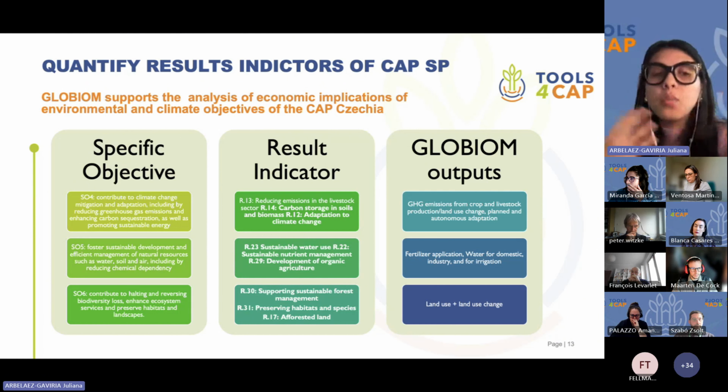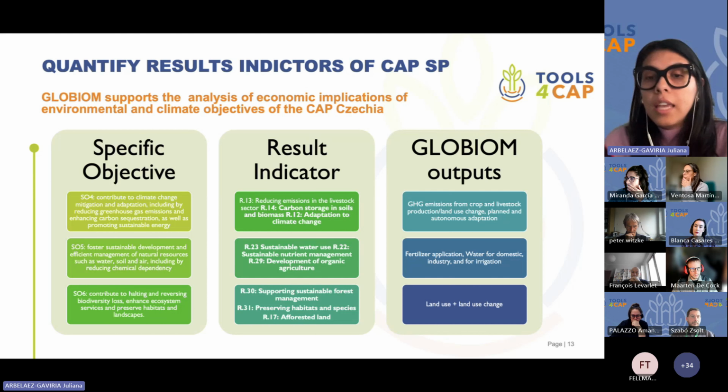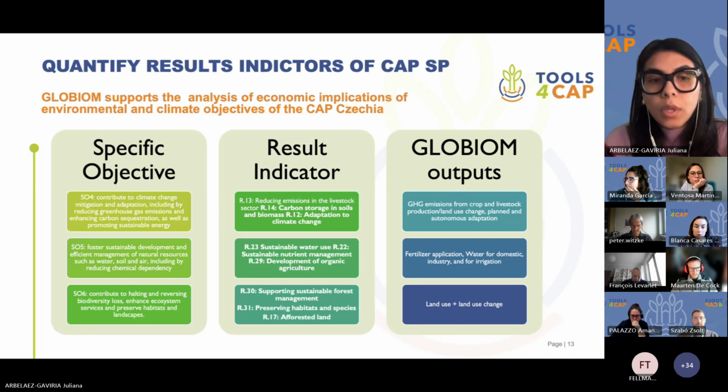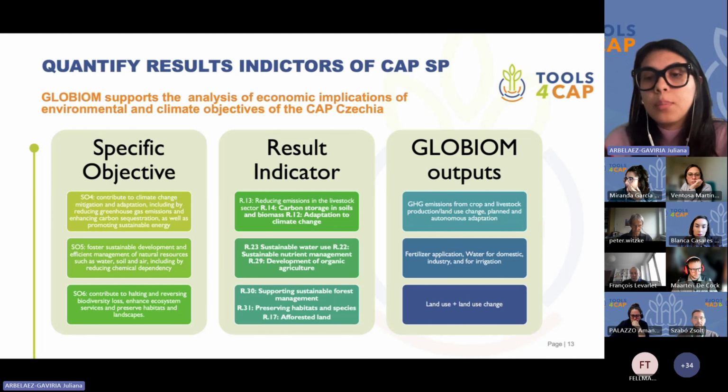For the second one, that is more focused on the use of resources, I think that here GLOBIOM is able to provide results that could support the result indicator assessment in regards to use of land, water, and of course fertilizers. These are three important resources for assessing the state of water resources, soil and chemical dependency in the member states.